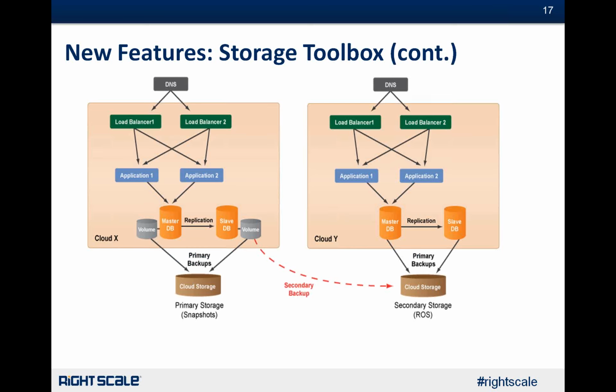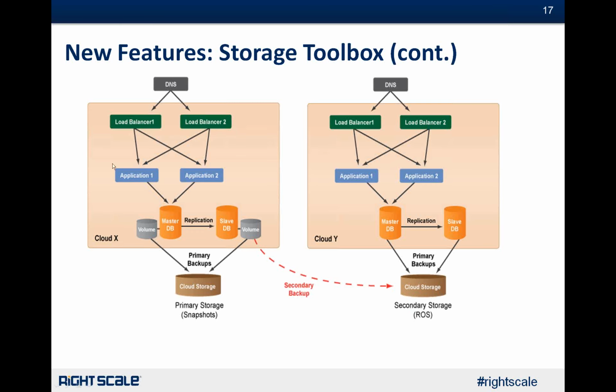So here's a quick diagram. This is showing our typical three-tiered stack that we just saw in the dashboard: 2 load balancers, 2 application servers, a master and slave database, taking volume snapshots, volume backups to the local cloud storage on CloudX. And it's also showing this red dotted line, our slower backup mechanism to some remote object store like S3.